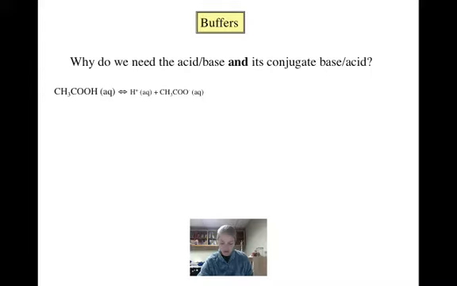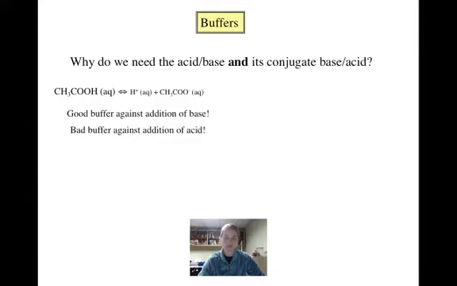If a buffer were made up of only acetic acid, the buffer would contain a lot of acetic acid and only small amounts of H+ and the conjugate base, the acetate ion CH3COO-. This would be a good buffer against the addition of base, as the base would combine with a small amount of H+, causing more acetic acid to break down. Because there is so much of the acidic component, it can continually break down into H+ and the conjugate base in order to neutralize the added base. However, it would be a bad buffer against the addition of acid, because there is not much conjugate base around for the acid to combine with in order to be neutralized.